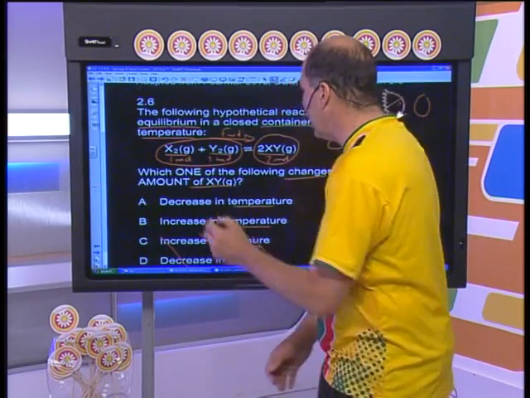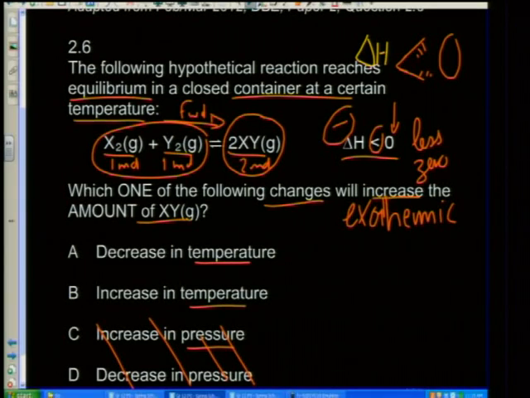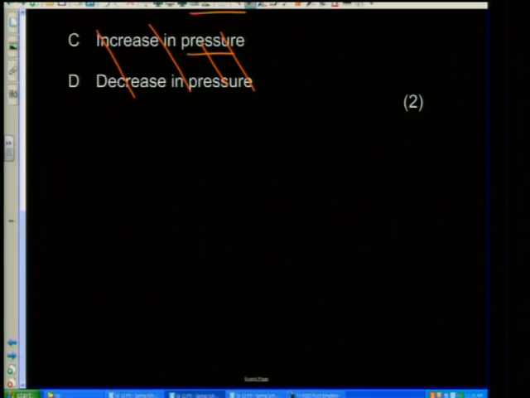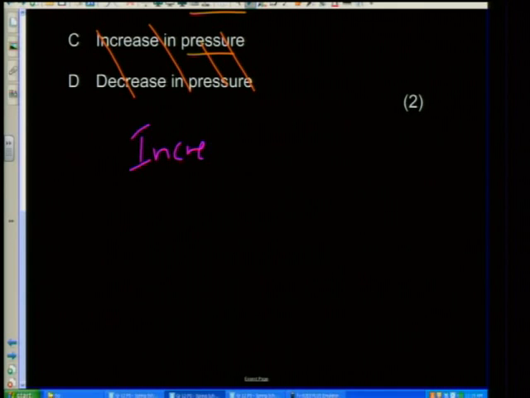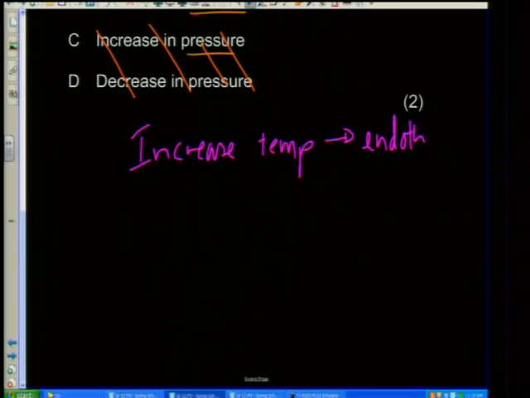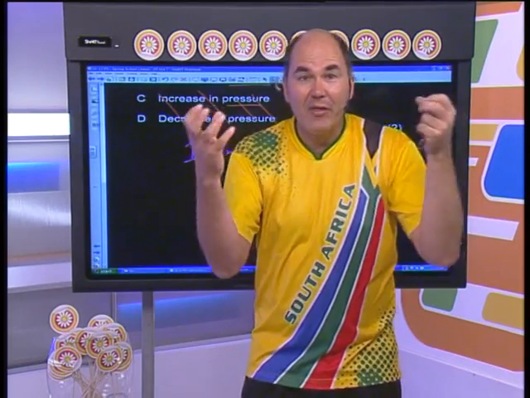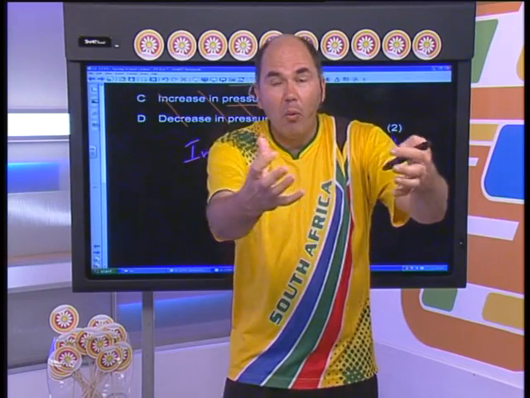So I've now got to decide what the effect of temperature is. And for that, I've got to just remember something. An increase in temperature, remember we said we're going to increase the temperature. What does it favor? It always favors the endothermic reaction. Why? Because when you increase the temperature, Le Chatelier says, the system wants to absorb that increase in temperature. So it will always favor the endothermic system. So if you increase the temperature, it's going to favor the endothermic.